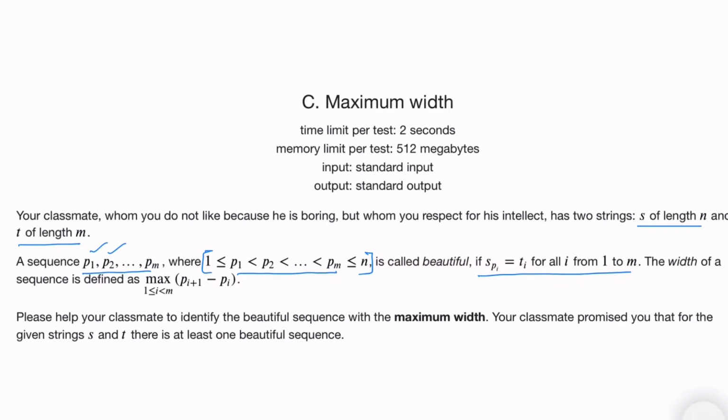Now they have one more definition. They define the width of such a sequence by the maximum of the difference between the adjacent values of this sequence, that is max of p of i plus 1 minus p of i. So this is the definition and the problem statement. Now what we actually have to find is a beautiful sequence with maximum width. For the given configuration of two strings, it may be possible that there are multiple such beautiful sequences as per their definition, and we have to find a beautiful sequence with maximum width.